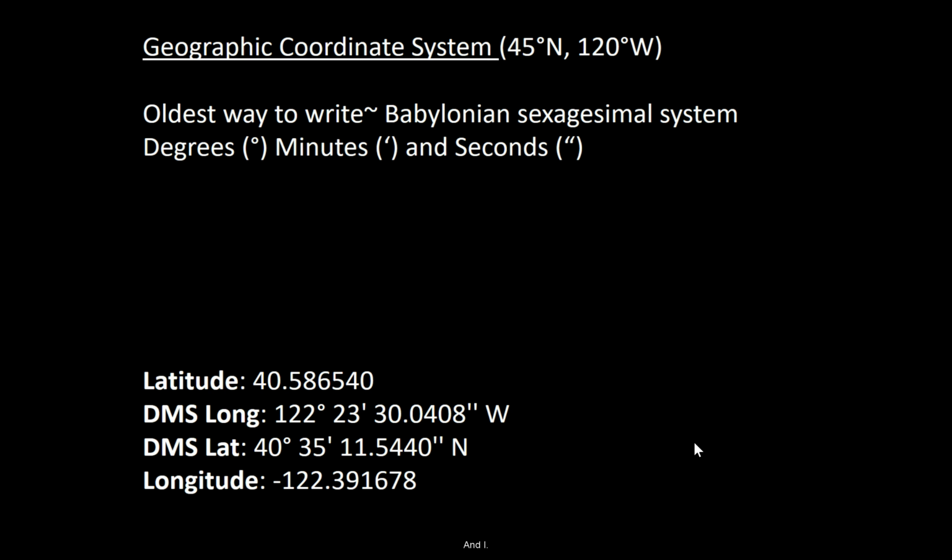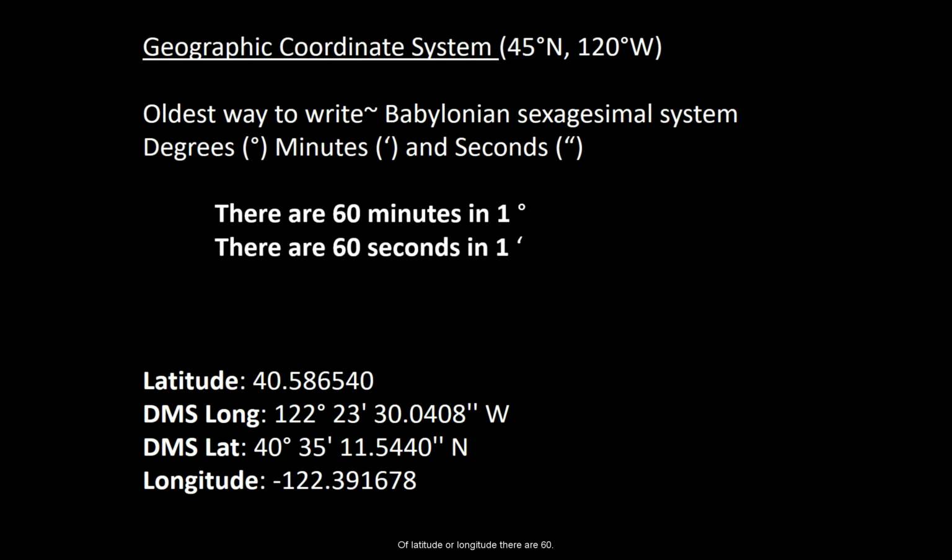We can say that in 1 degree of latitude or longitude, there are 60 minutes, and that there are 60 seconds in 1 minute. So why do we break it down into smaller units? Well, it helps us to be more precise when describing a location on the Earth's surface. So let's take a look at some samples of how latitude and longitude are described below.